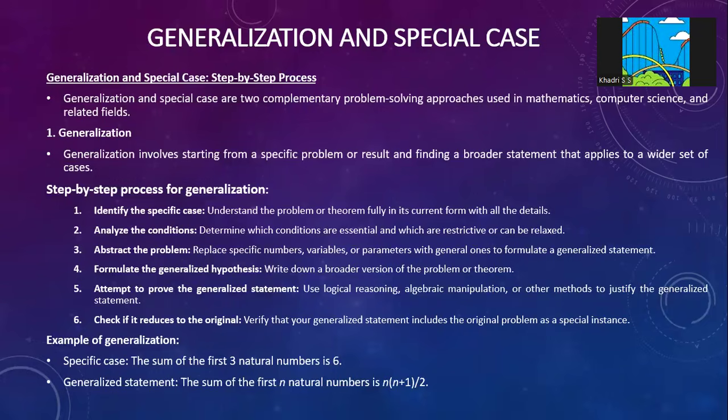So we are taking the specific problem and finding a broad statement that we can apply to get a set of cases. Here is one example. In the specific case, the sum of the first three natural numbers is 6. The generalized statement is that the sum of the first n natural numbers is n into n plus 1 divided by 2. This is the difference between the special case and the generalized statement. This is the step-by-step process of generalization.